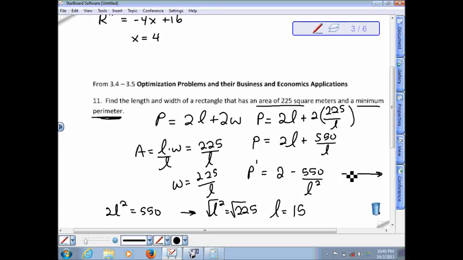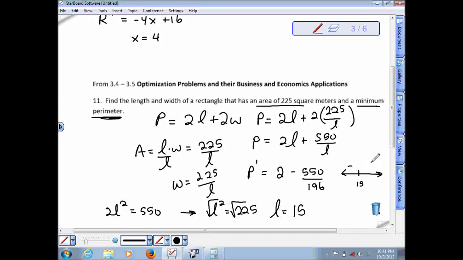Now we do have to check that this actually is a minimum value here and not a maximum. So using a quick little first derivative test, we test points in each interval on either side of 15. So if we plug in a 14 over here for L, 14 squared is 196. Now 550 divided by 196 is a little bit more than 2. If you take that from 2, you end up with a negative value.